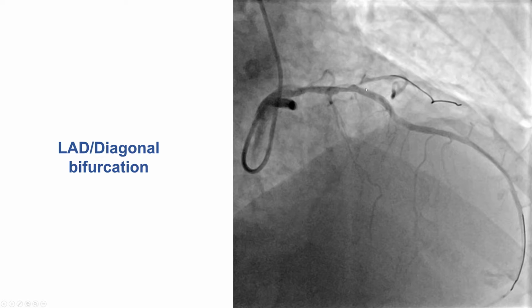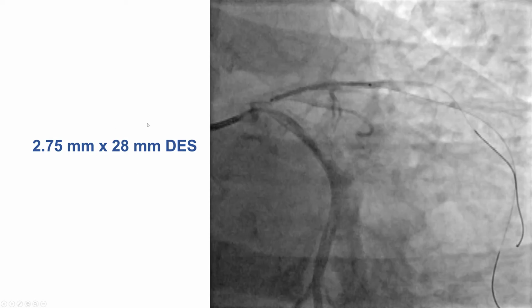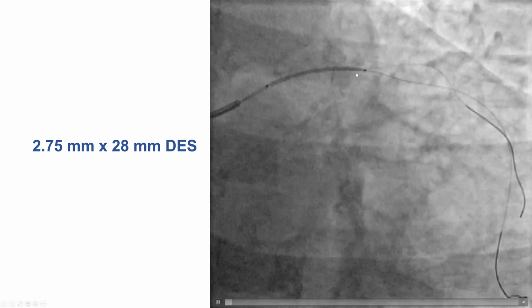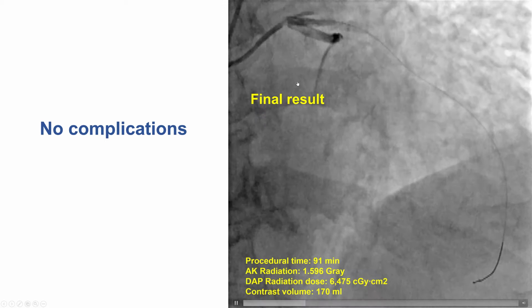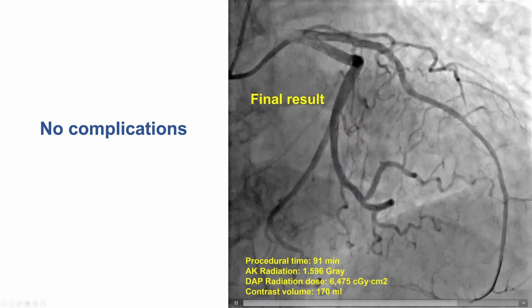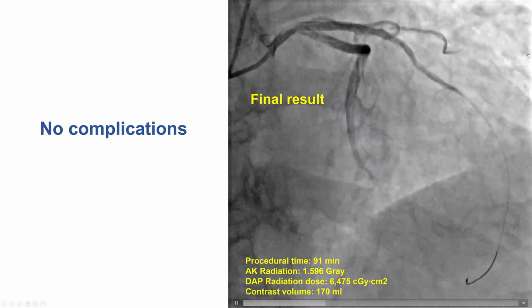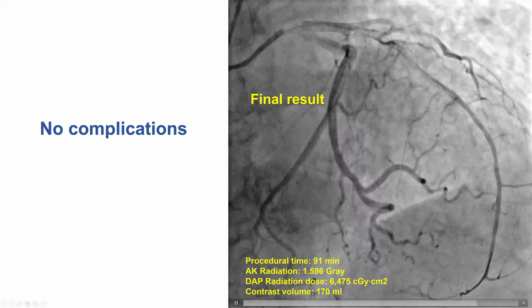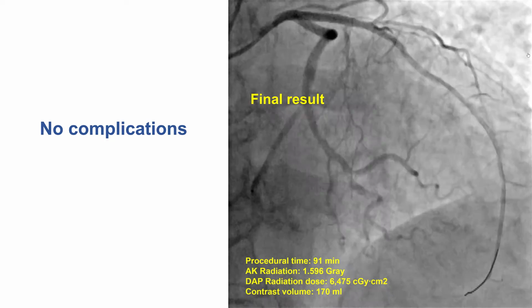Given the lack of severe disease at the ostium of the diagonal branch, a decision was made to perform provisional stenting from the LAD proximal to the mid LAD, jailing the diagonal, and to ensure we didn't lose access to the branch, a workhorse wire was placed for protection. A 2.75 by 28 millimeter stent was placed across the origin of the diagonal branch, and that provided a nice result with TIMI 3 flow into the LAD as well as preserved flow into the diagonal branch. The patient did well after the procedure.